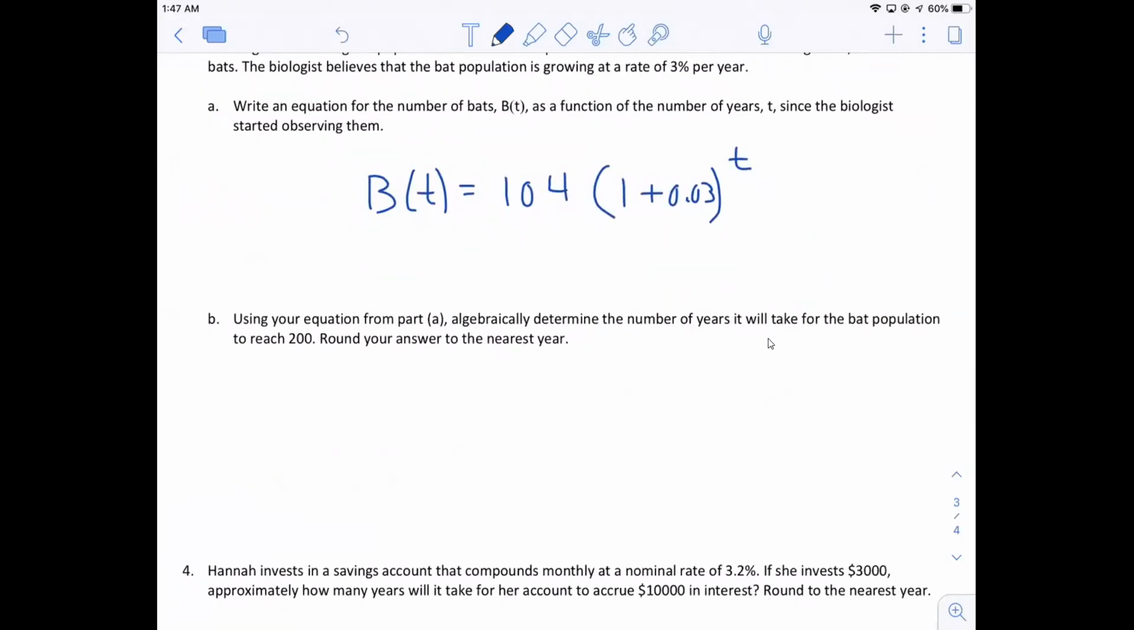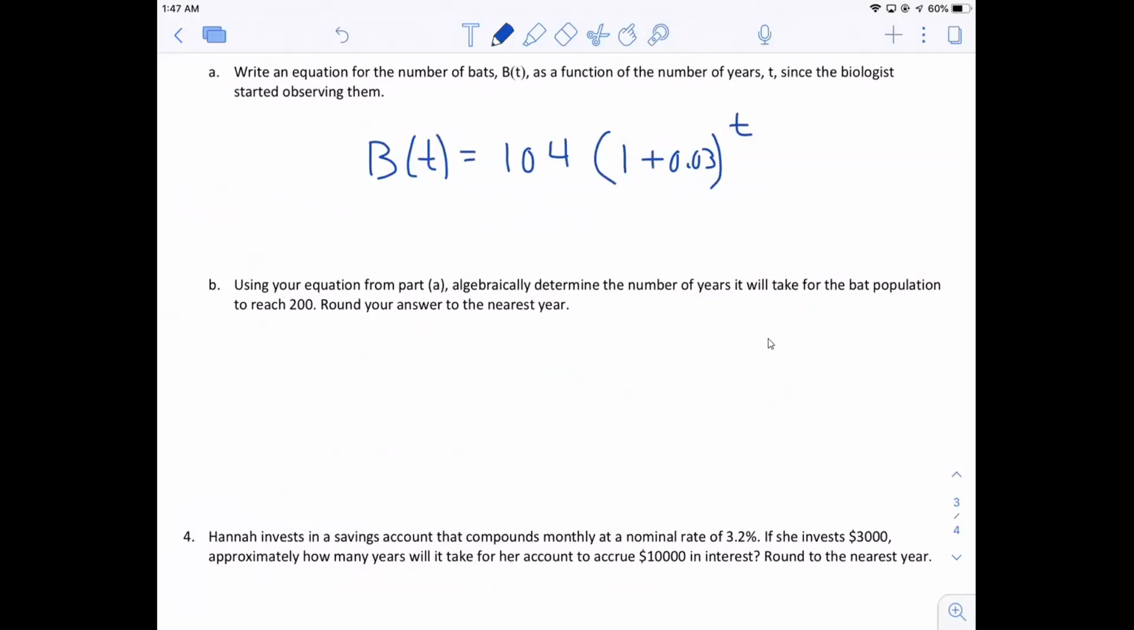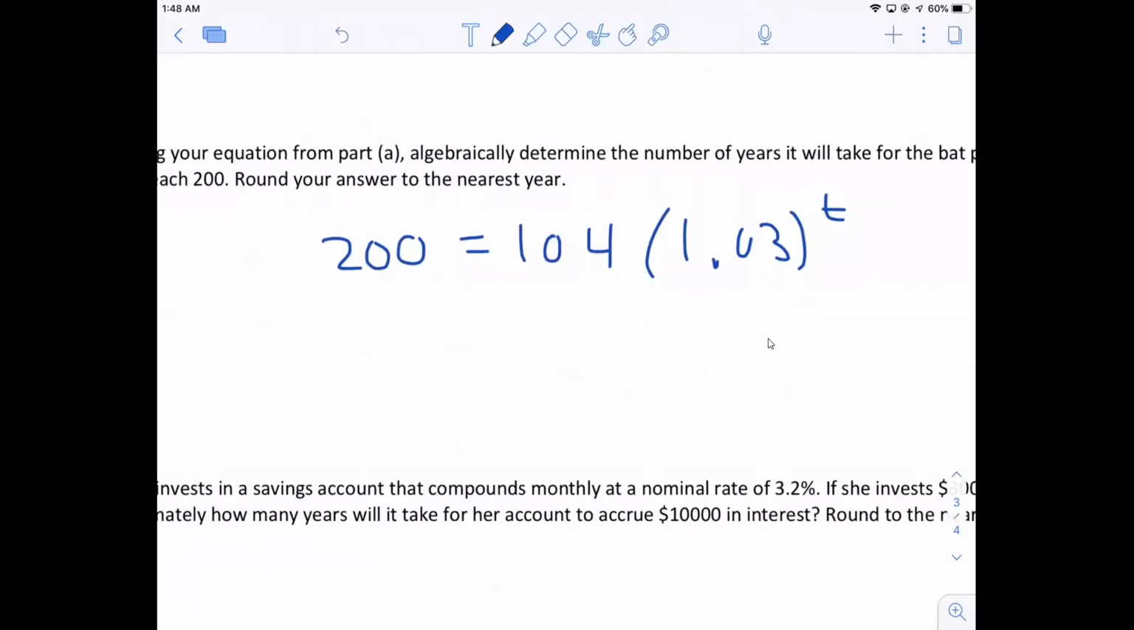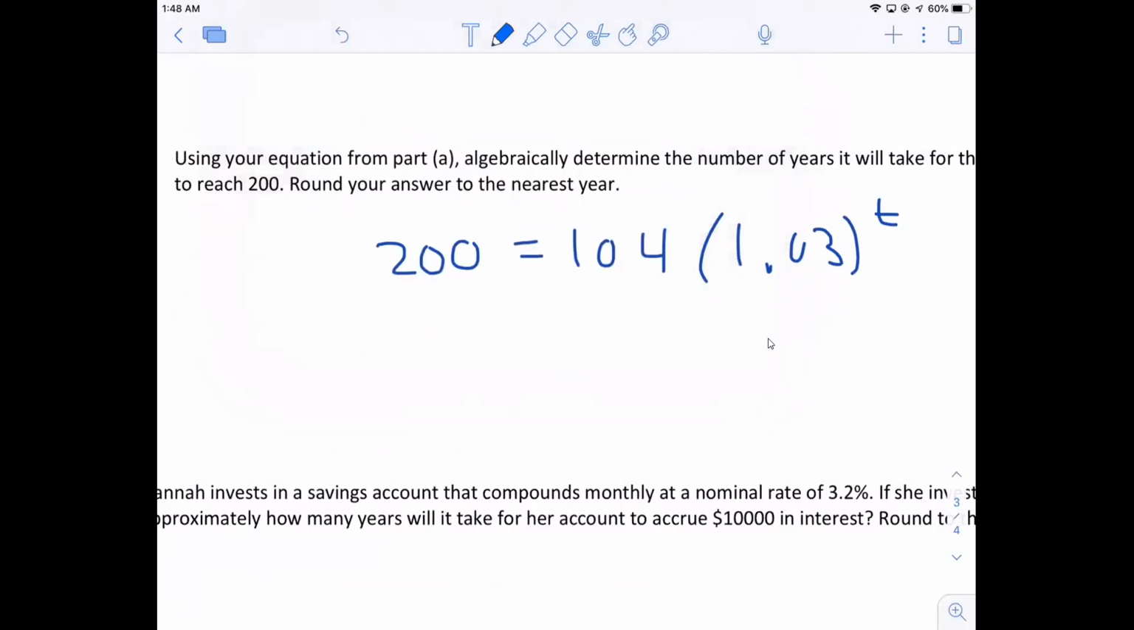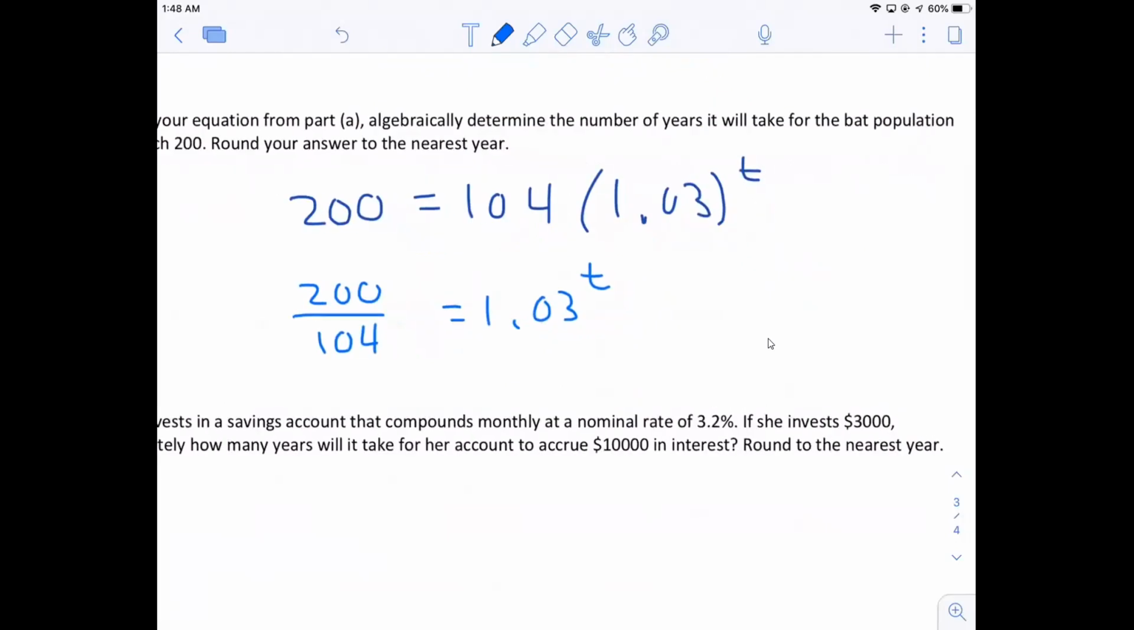And using our equation from part A, algebraically determine the number of years it will take for the bat population to reach 200, round to the nearest year. So we're solving this equation, 1.03 to the t power. And hopefully you see this is not too bad, right? Divide both sides by 104. 200 over 104 equals 1.03 to the t power, right? Change this to logarithmic form or take the log of both sides, and you can solve for t. All right, I'm not even gonna get that answer for you. I'm sure you guys can do that.